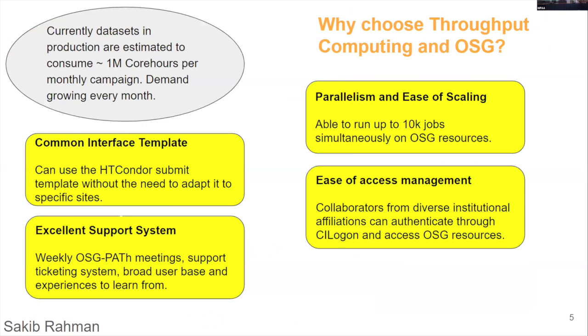All right, so why choose high throughput computing and OSG? As I mentioned before, currently the data sets in production are consuming 1 million core hours per month, but this is growing every month. People will come back and say that I need more statistics. I need 10 million events instead of 1 million. And then, you know, that translates to longer runtime.